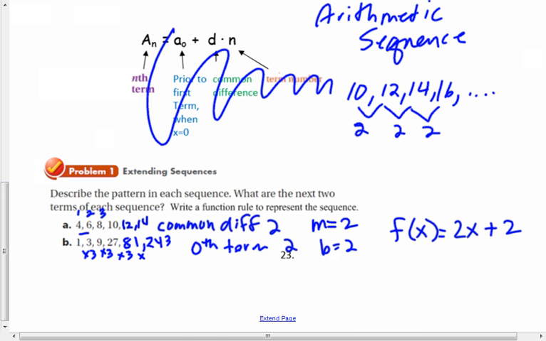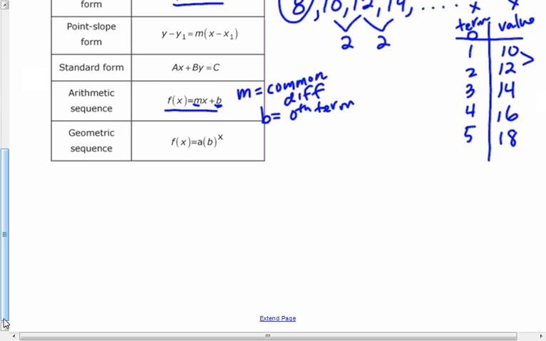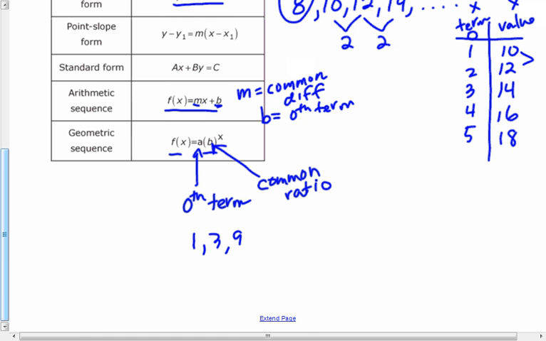On your formula sheet, you also have a rule for a geometric sequence. Here it is: f of x equals a times b to the x. Now a, again, just like in the arithmetic sequence, will be your 0th term. And b, in this case, is your common ratio, so what you're multiplying by. So in this sequence, 1, 3, 9, 27, 81, to find this common ratio, you take any number divided by the previous number. So if I did 81 divided by 27, I get 3.